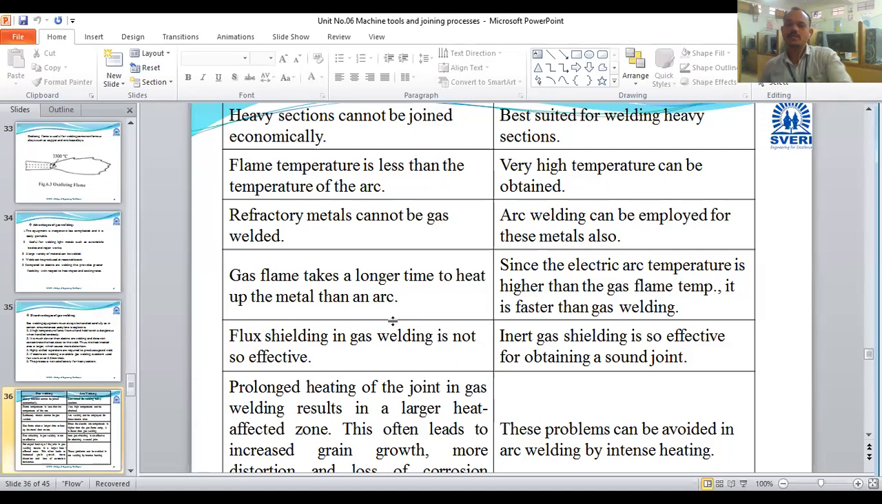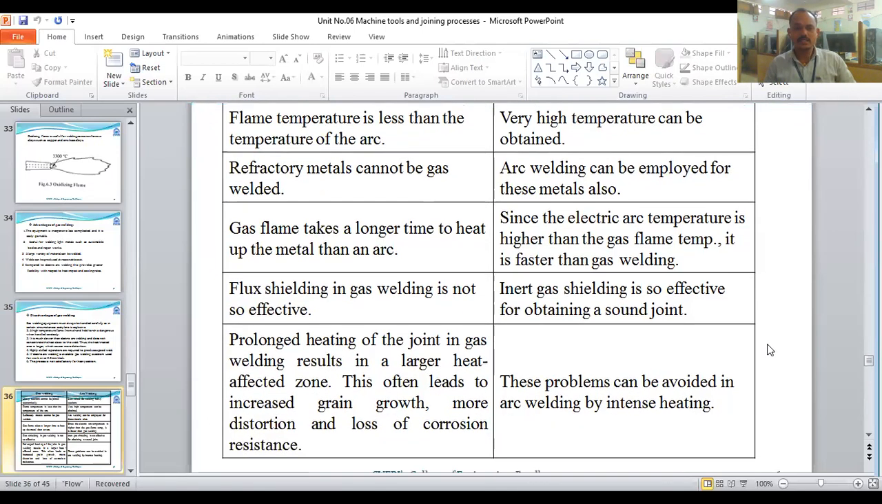Now here, prolonged heating of a joint in gas welding results in a larger heat affected zone. If you see in gas welding, the surrounding area of that welding also gets heated, and some of that area gets black. The area next to it also turns black in gas welding. Yes, have you seen that?